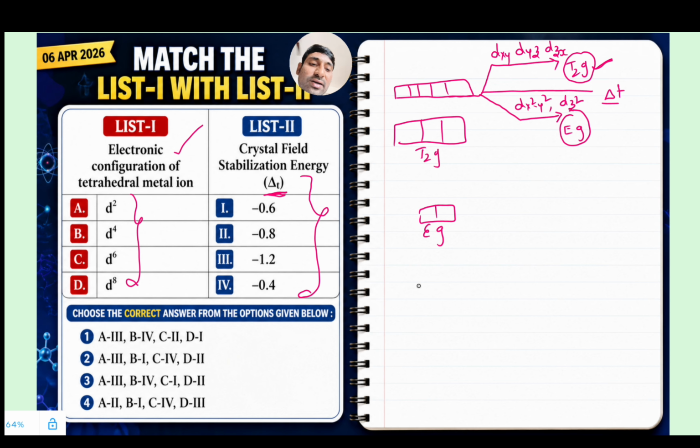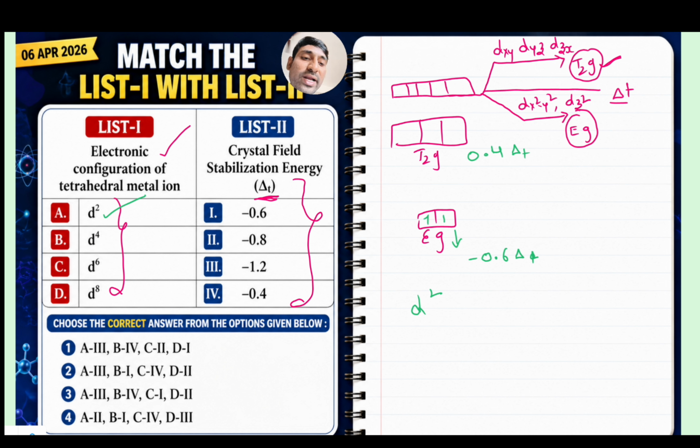So first they have given d2. And one thing you should also understand: if an electron enters the Eg orbital, that complex loses 0.6 delta T energy. If an electron enters the T2g orbital, that complex gains 0.4 delta T energy. So for d2, first in the lower energy orbitals, 1 electron, 1 electron. Both electrons enter there, and they lose 2 into minus 0.6, that means minus 1.2 delta T energy. So for A, option 3 is correct, which means option 4 is the wrong option.